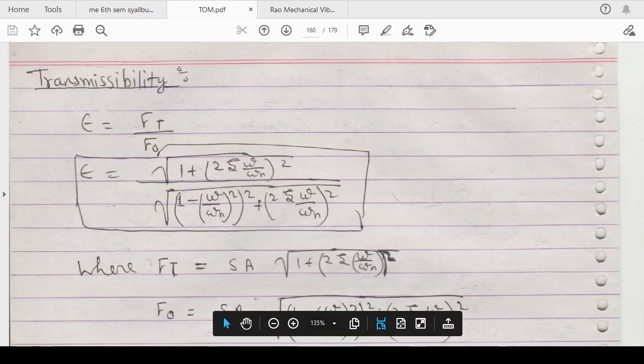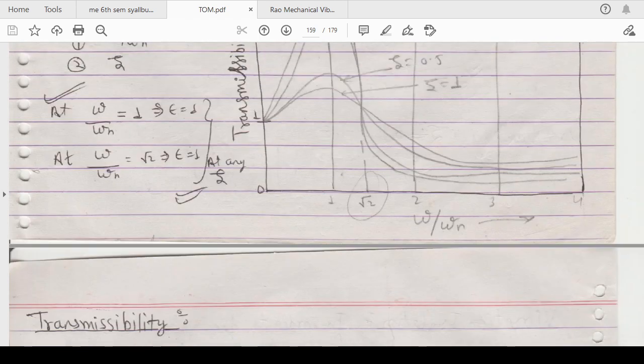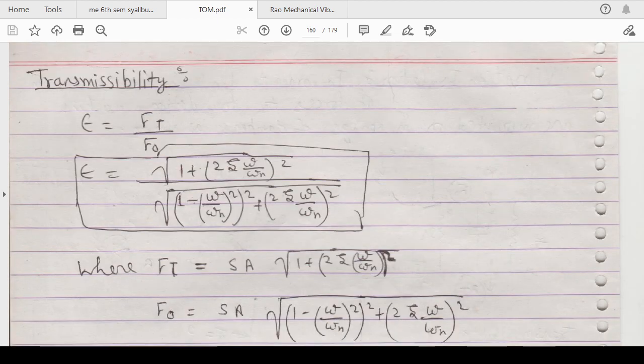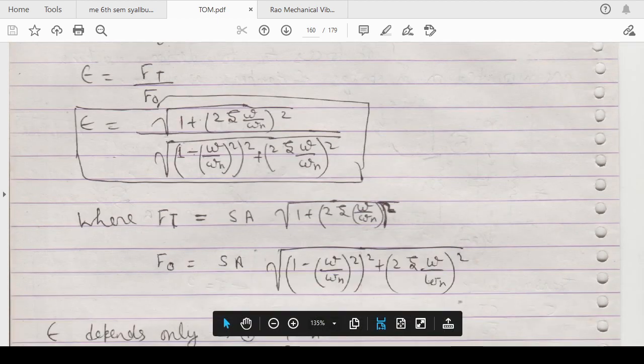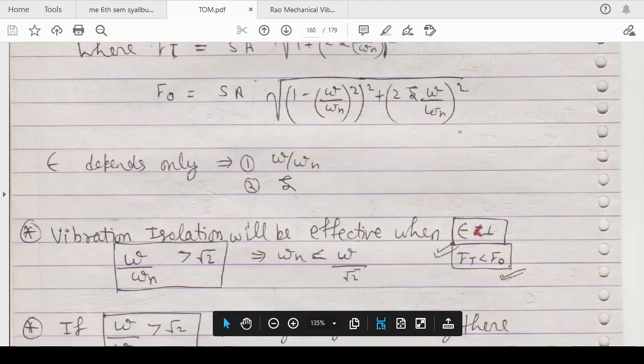So this is the transmissibility formula, which is epsilon equals Ft by F naught. This way you can also calculate it with the help of this particular formula, and most of the time they ask many objective questions in GATE and IES about when the transmissibility factor is equal to 1. So you can also say omega by omega n should be equal to root 2. Ft is equal to, say, under root 1 plus (2 zeta omega by omega n) square, and similarly F naught is this particular value. This epsilon depends on these two values as we have discussed.